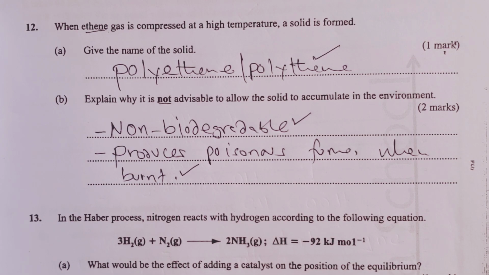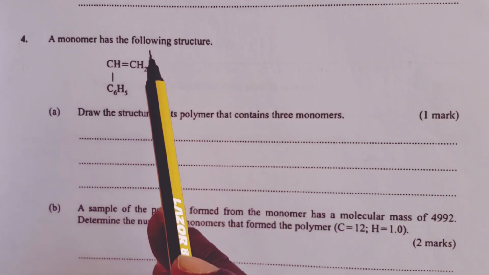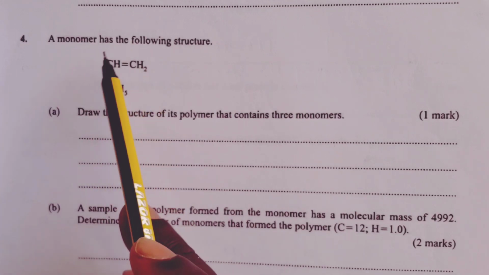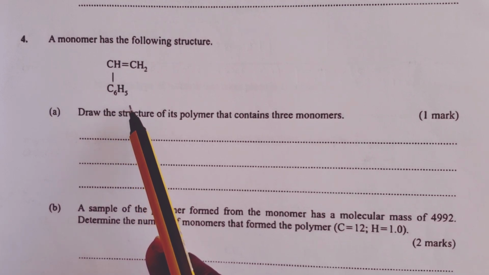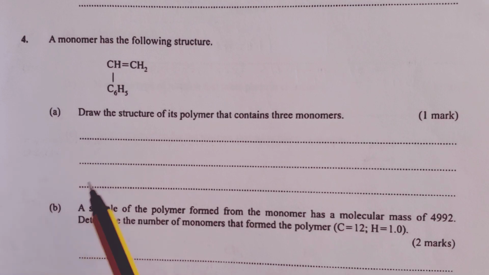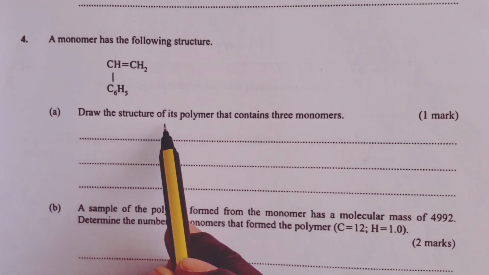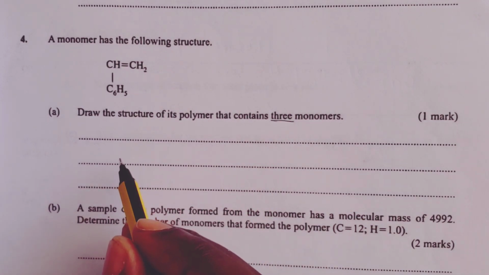We move on to the year 2019, where the topic organic chemistry was tested as question number 4. A monomer has the following structure, which is drawn here. This is actually the phenylethene from which we get the polymer polyphenylethene. So the first question, we are told to draw the structure of the polymer that contains only 3 monomers.